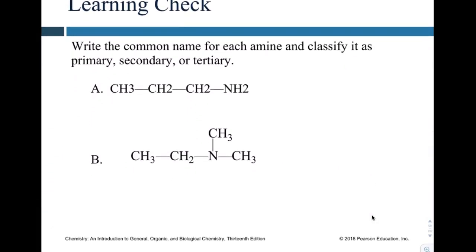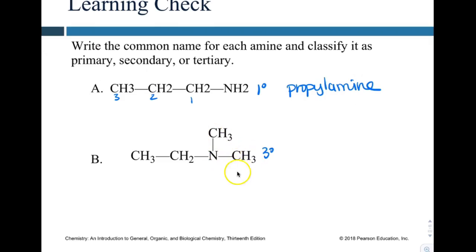Okay, so let's name it and let's classify it. First of all, classification's easiest. You have your nitrogen attached to 2 hydrogens, which means the 3rd group attached to the nitrogen must be a carbon. So this is a primary. And let's name it. 1, 2, 3, and that's a propyl group. So this is propylamine. Here, your nitrogen is attached to 1, 2, 3 things. This is a tertiary amine.